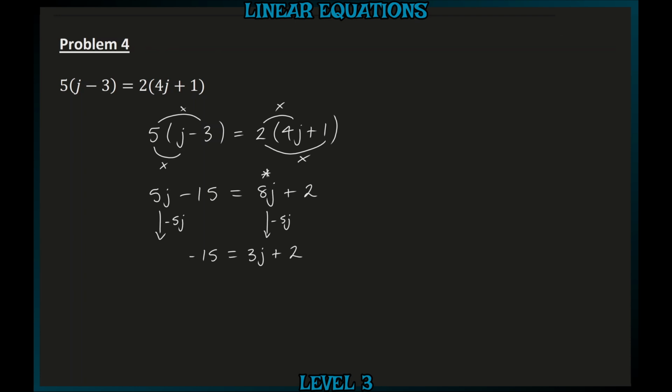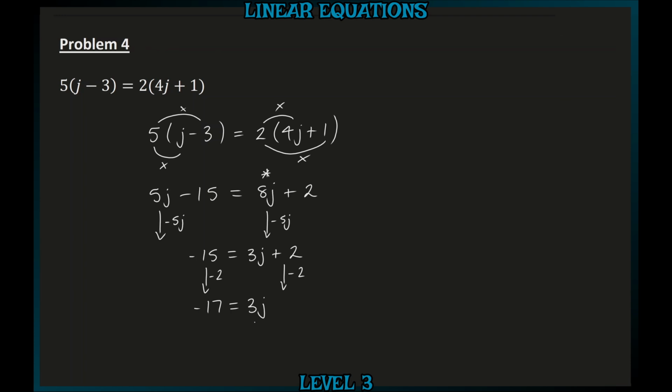Going back to the right now, we can see that we have a plus 2 that we want to remove. So we can minus 2 from the right and also minus 2 from the left. Now the left becomes minus 15 minus 2, which is minus 17. And on the right, the plus 2 and the minus 2 cancel out to just leave us with 3j.